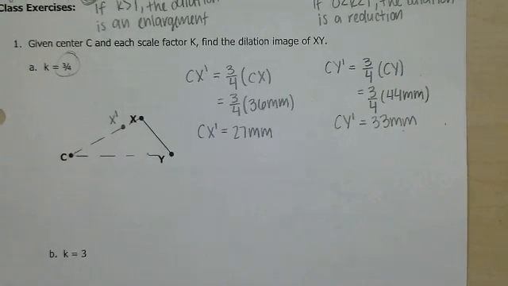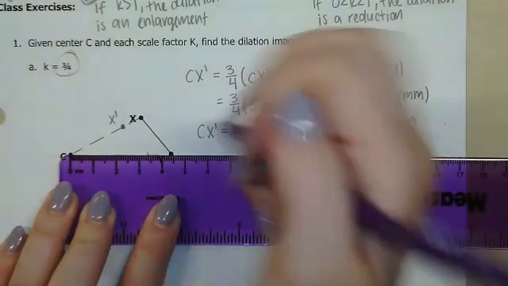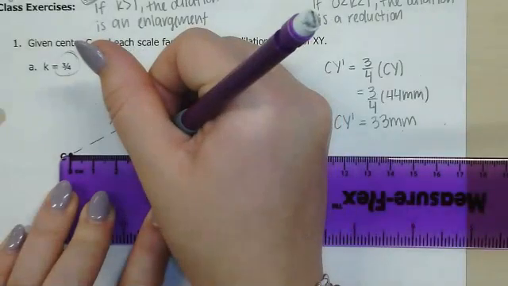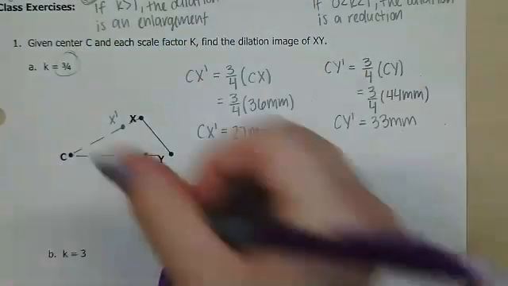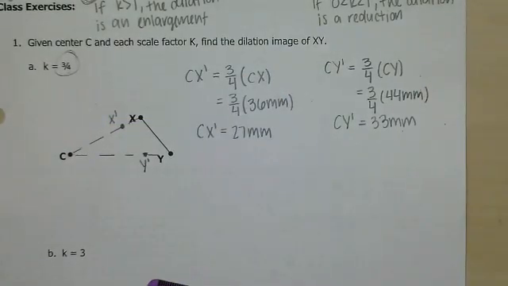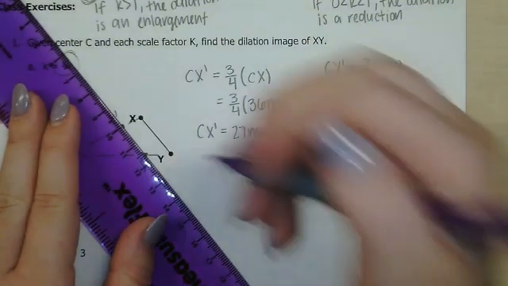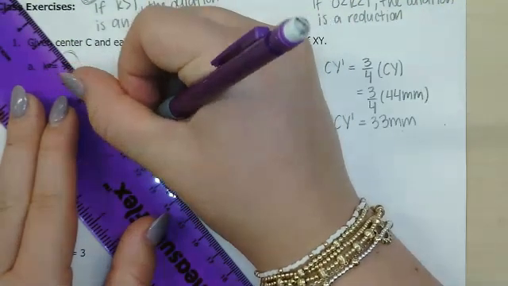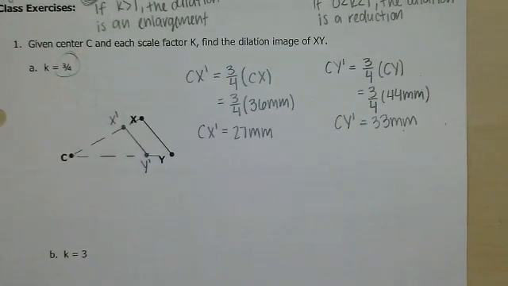Okay, so now I'm going to take my ruler. I'm going to measure from C and put myself a point at 33 millimeters. And I'll call that point y prime. And our job was to come up with the new xy. So I'll connect my points x prime and y prime. So the length of x prime y prime should be 3/4 the length of xy.